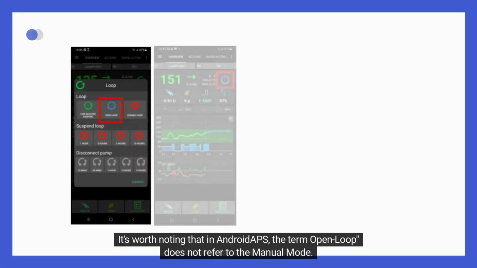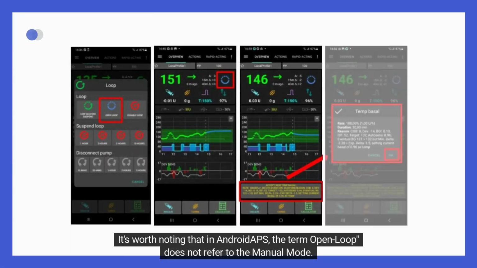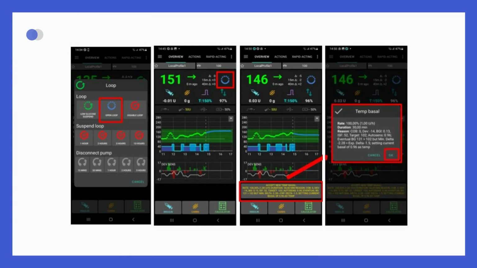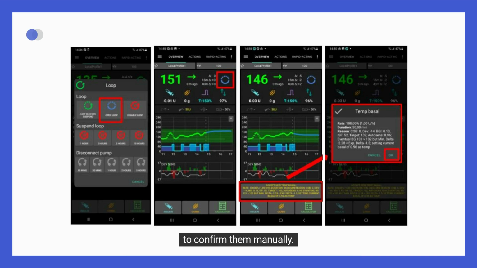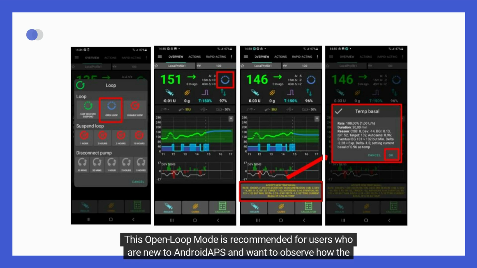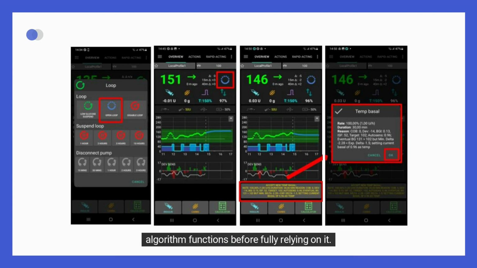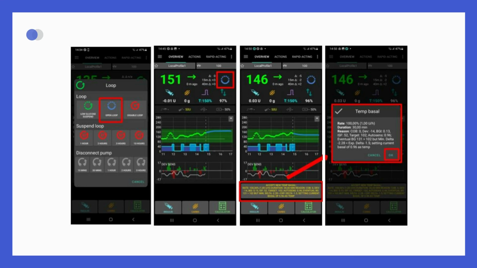It's worth noting that in AndroidAPS, the term open loop does not refer to the manual mode. Instead, open loop mode indicates that temporary basals only appear as notifications, and you need to confirm them manually. This open loop mode is recommended for users who are new to AndroidAPS and want to observe how the algorithm functions before fully relying on it.